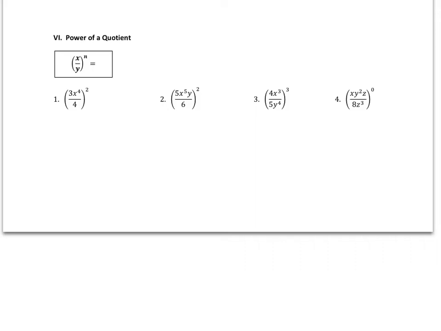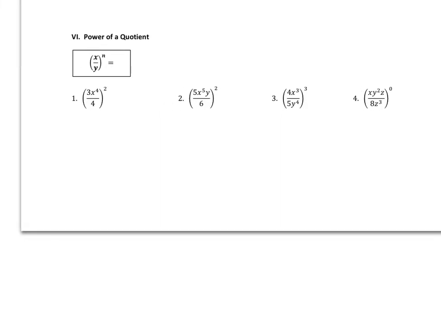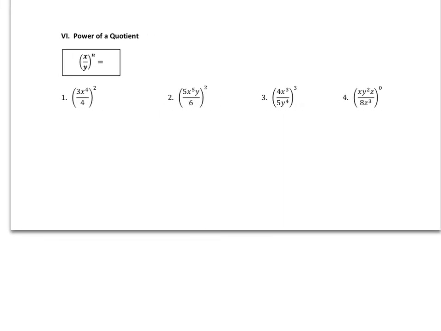All right, this one, we're going to do the fourth and final video for 7.2. This is the very bottom of the backside of 7.2, where we have power of a quotient. This really is exactly like your power of a power rule.